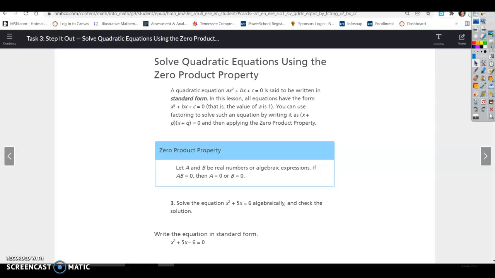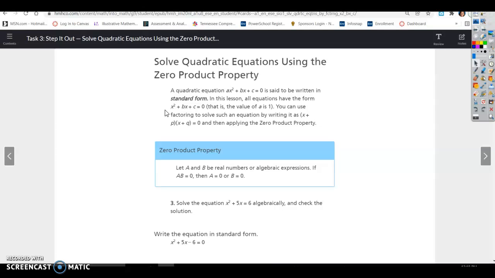All right, so it says solve quadratic equations using the zero product property. This is something that's very important. You're going to see this throughout the rest of your math career. So when you get to Algebra 2, when you get to any higher level math that you're required to take, you will have to use this. So make sure that you understand it and that you definitely have this in your notes and know how to use it.